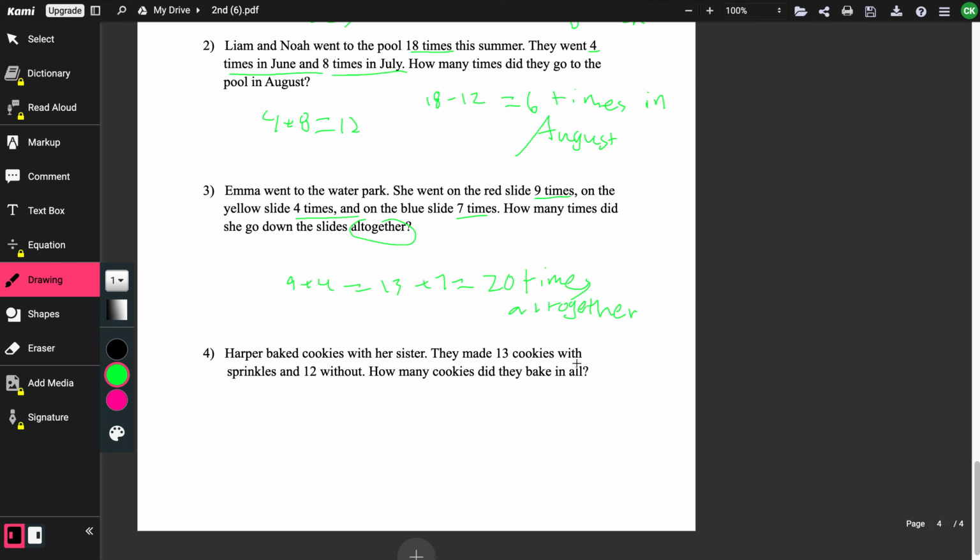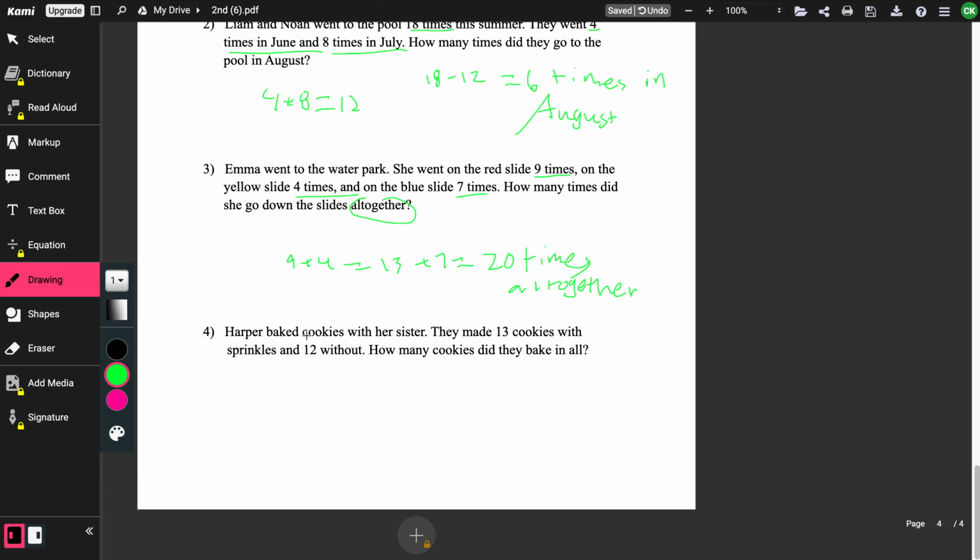There you go. Okay, moving on, let's do number 4. Harper baked cookies with her sister. They made 13 cookies with sprinkles and 12 without. How many cookies did they bake in all? Okay, so since we're counting baked in all, we're going to count the cookies with sprinkles and without. So it doesn't matter if it did or if it didn't, we just need to count how many cookies Harper made with her sister. So we're going to do 13 plus 12.